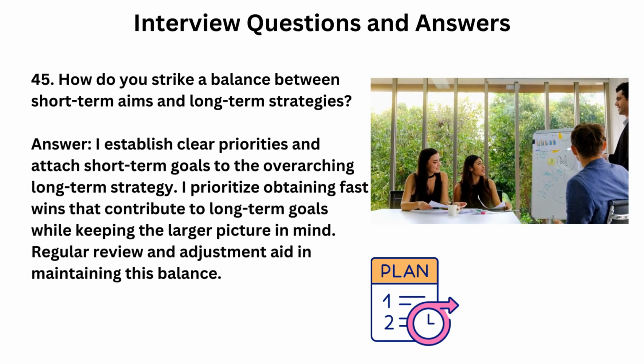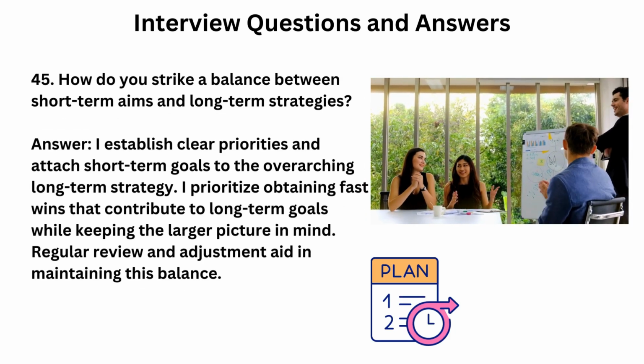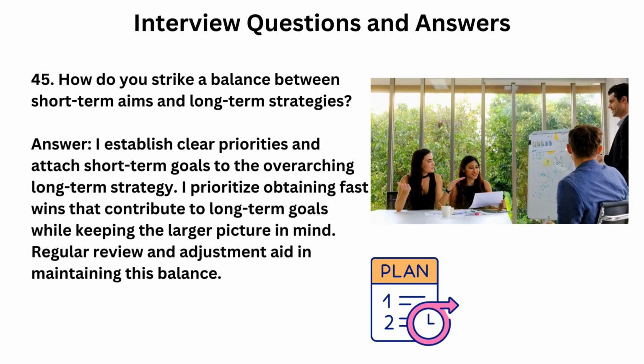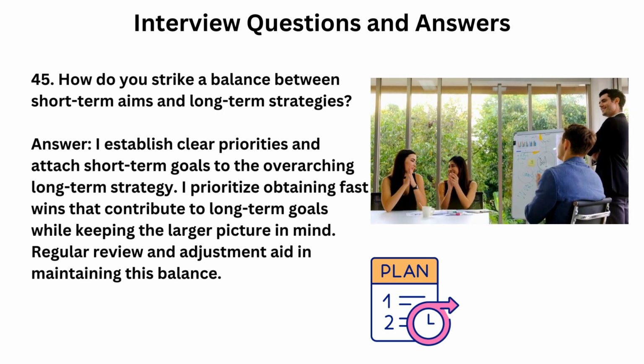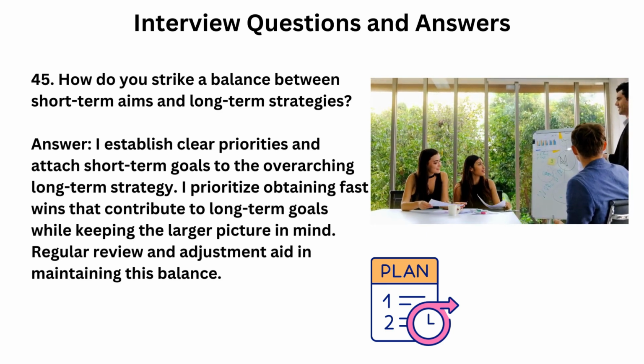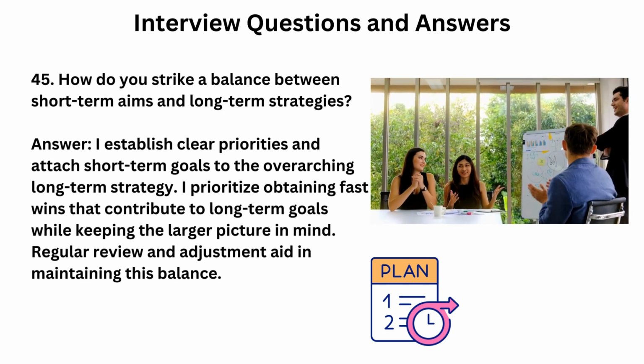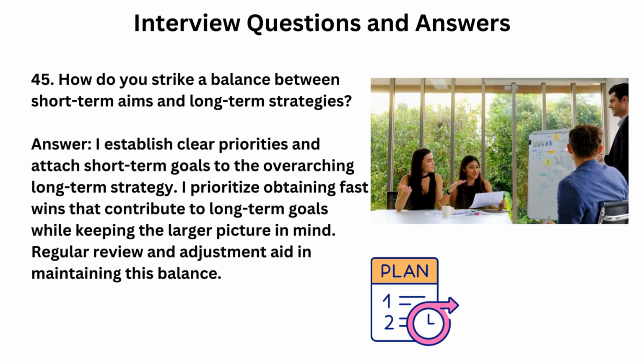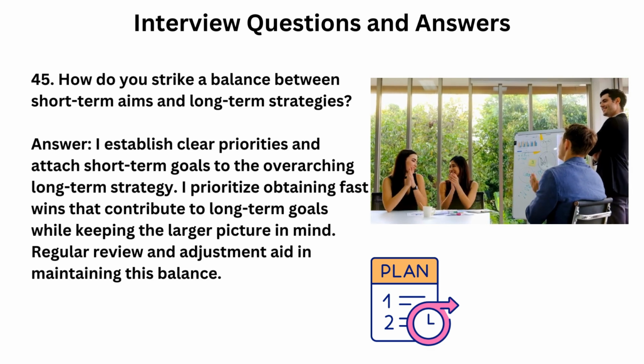45. How do you strike a balance between short-term aims and long-term strategies? Answer: I establish clear priorities and attach short-term goals to the overarching long-term strategy. Prioritize obtaining fast wins that contribute to long-term goals while keeping the larger picture in mind. Regular review and adjustment aid in maintaining this balance.